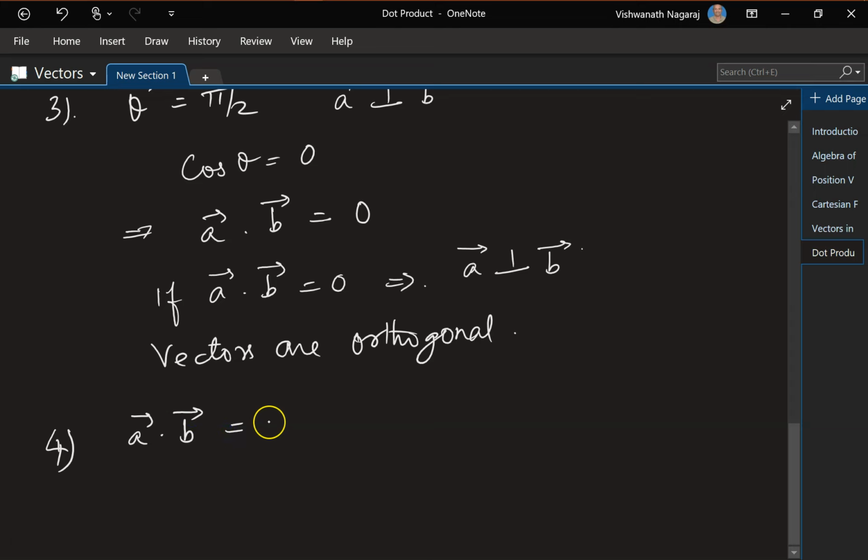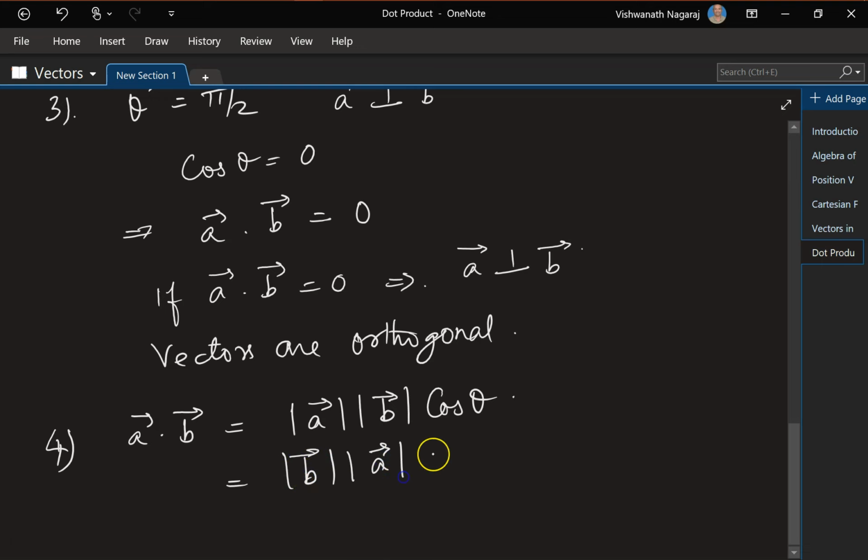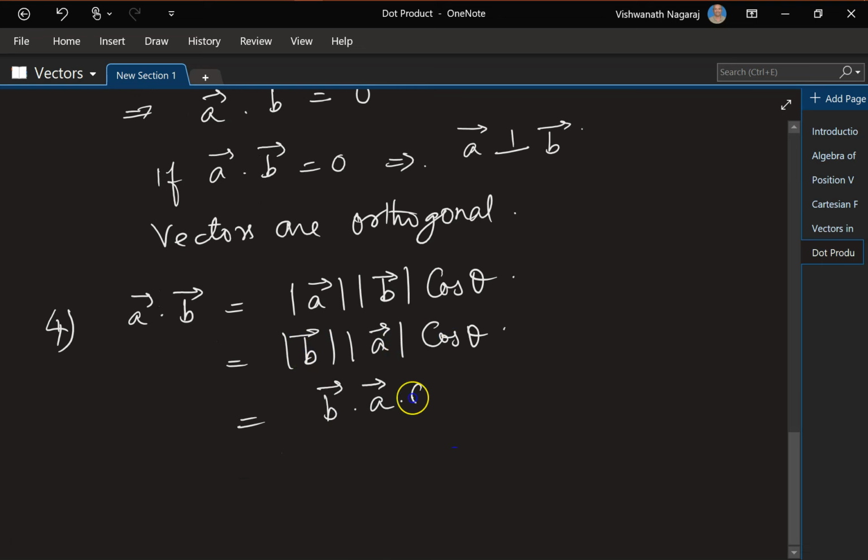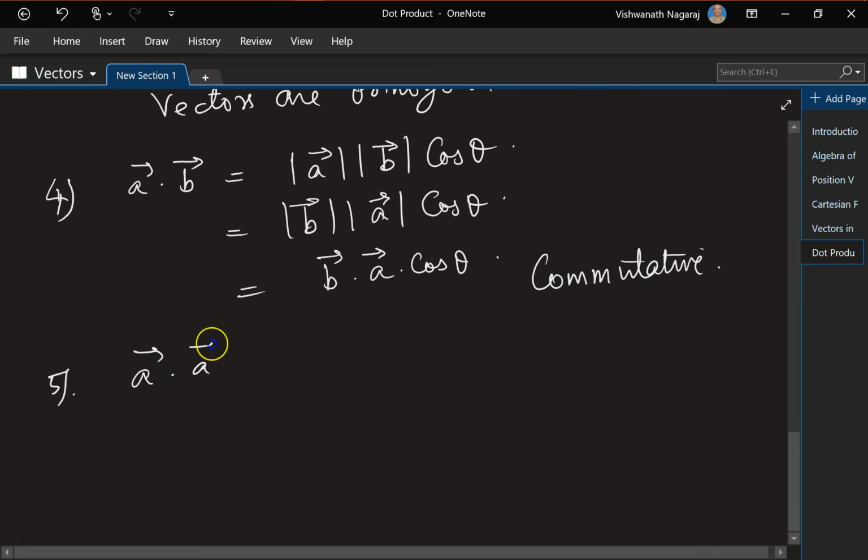Now vector A dot vector B is equal to magnitude of A times magnitude of B cos theta. Now these are magnitudes, right? That means they are just numbers. And multiplication of real numbers is commutative. That means we can write it as B A cos theta. So that means dot product is commutative.